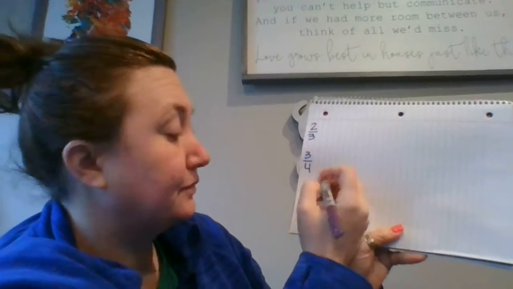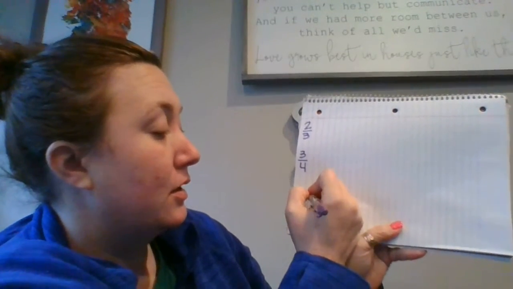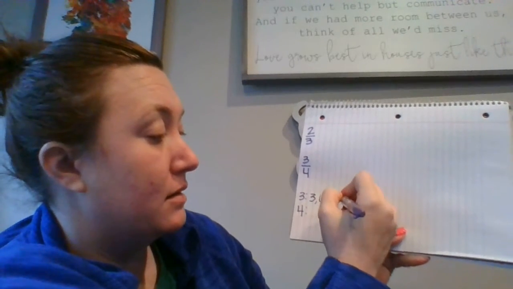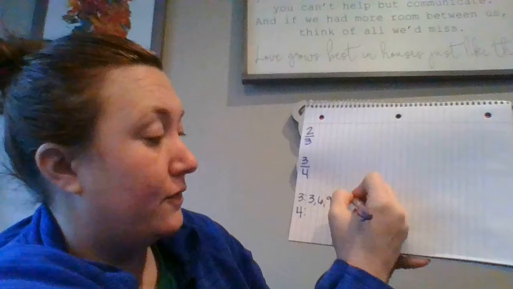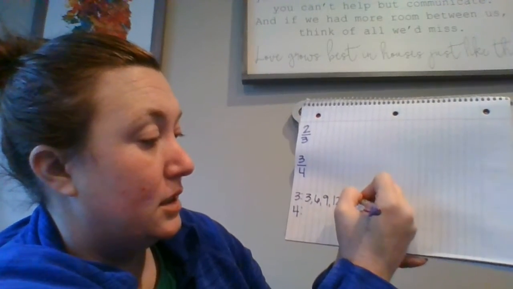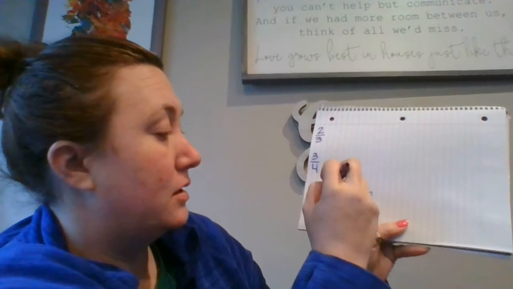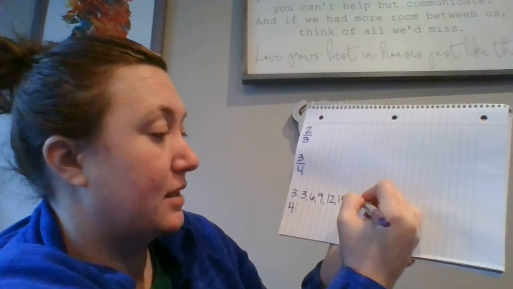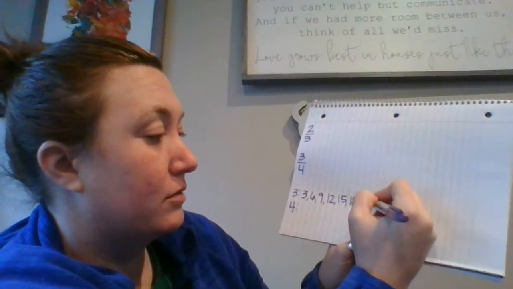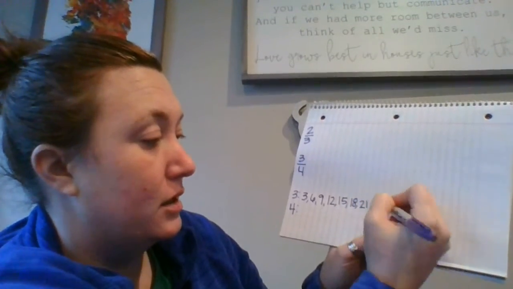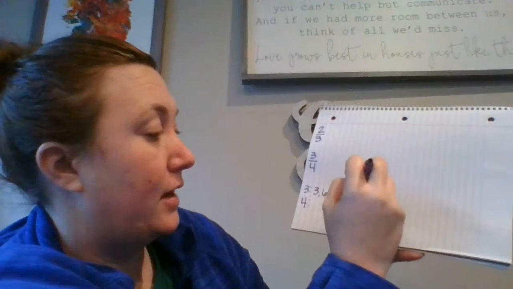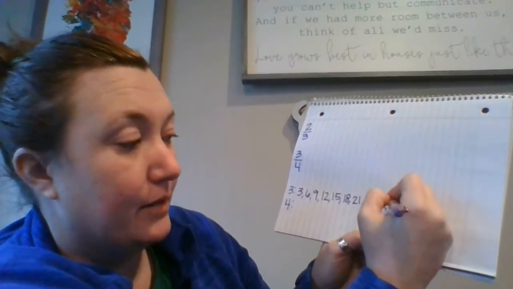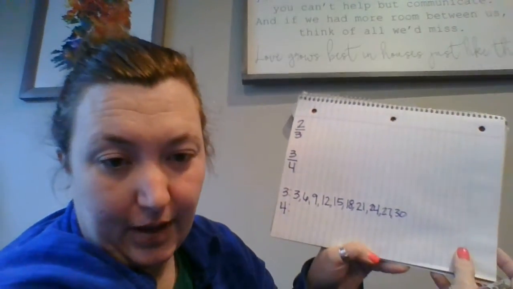So for 3, skip counting would be 3, 6, 9, 12, 15, 18. Sorry, I have to count sometimes so I don't get it messed up. 21, 24. 3 times 9 is 27, right? And then 30. See, even adults have to think about it, okay?